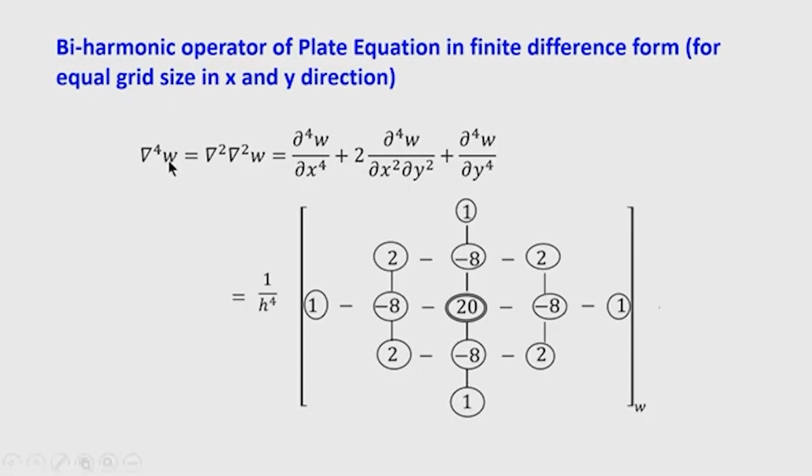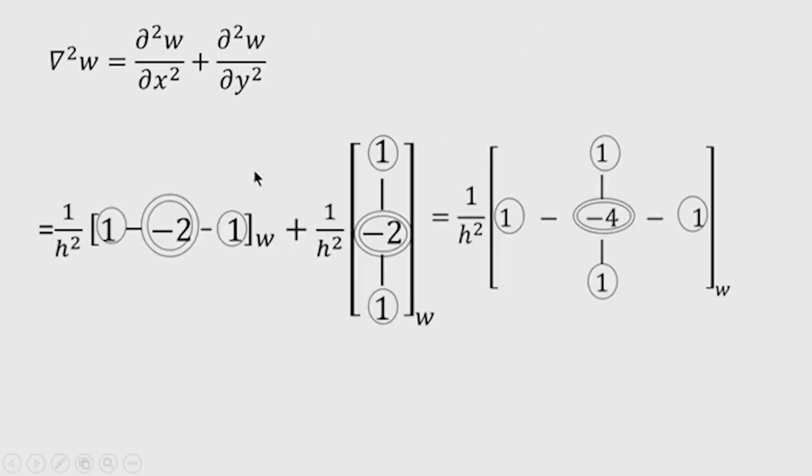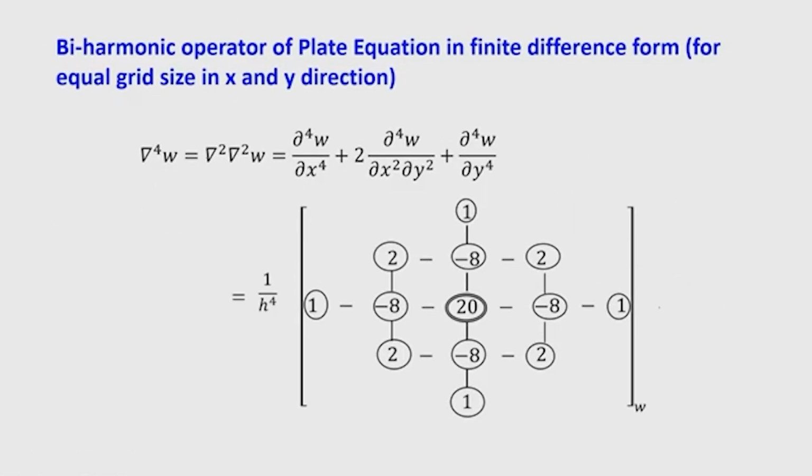So, del 4 w is equal to del square of del square w. The Laplacian operator we have got here is this, and when it operates on W, it is this. The W should be associated with this. Therefore, we can write this as del square W and del square. So, two operators: one is the Laplacian operator and the other is del square W that we have already obtained.